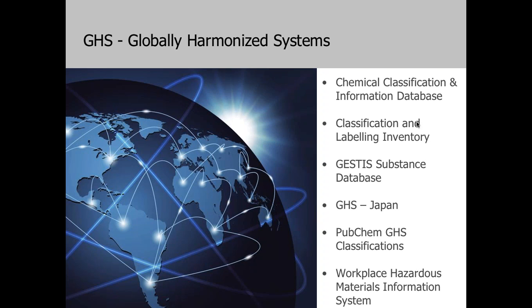If y'all are familiar with PubChem, PubChem has created a subset of GHS classifications. What they've done is they've gathered the GHS classifications from 6 other sources and put them all in one place. There's somewhere around 4,500 different GHS classifications in their collection. And then we've also added the WMIS database from Canada.